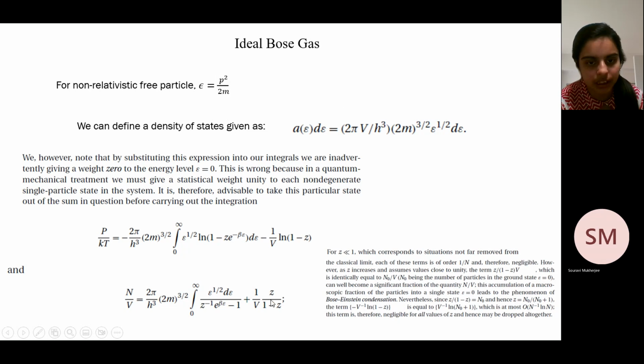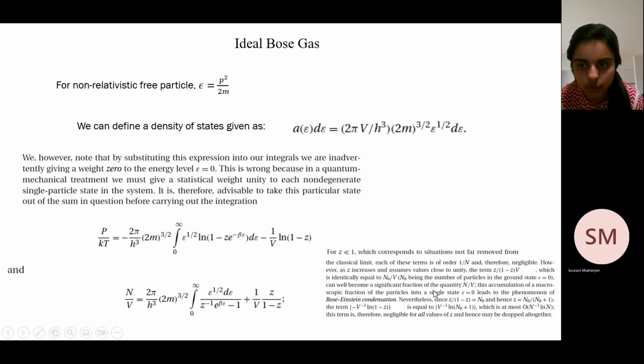Okay, and this term becomes quite significant as z tends to 1. Gradually, as z tends to 1, you would see that z by 1 minus z would gradually tend towards N. So you would have N by V. So this accumulation of a macroscopic fraction of particles into a single state of epsilon equal to 0 leads to the phenomenon of Bose-Einstein condensation.